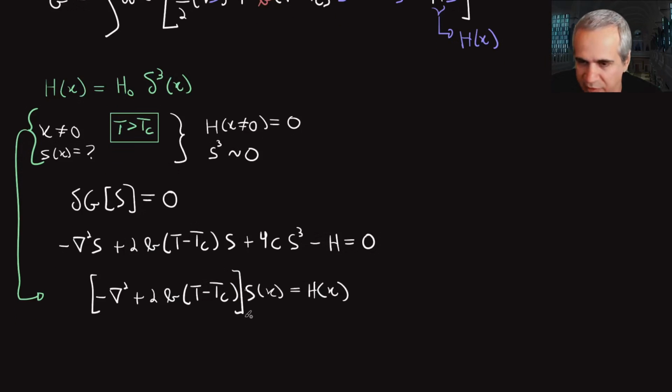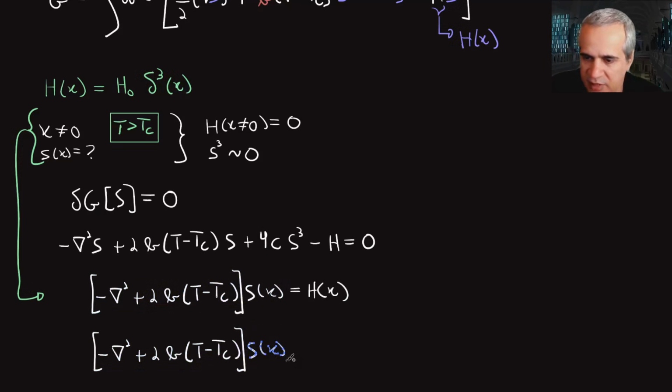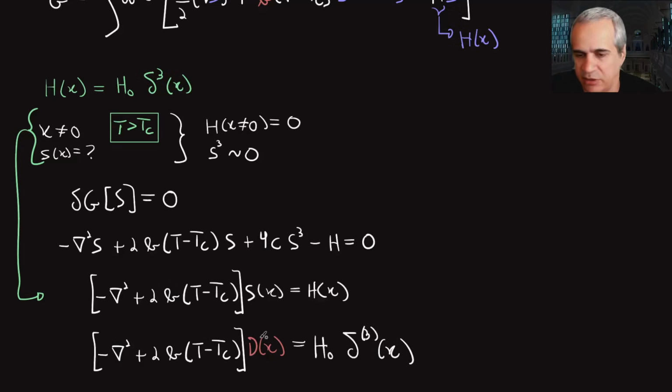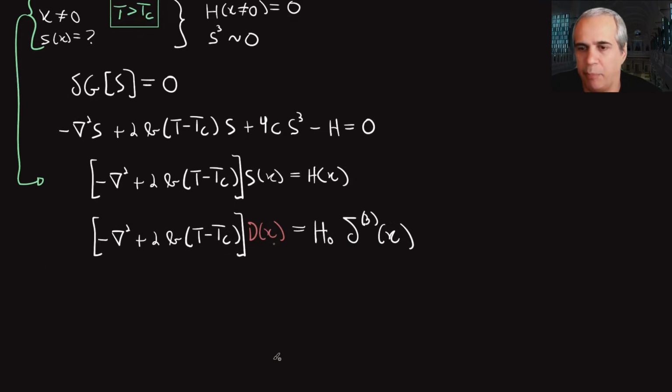This is nothing but a Green function. If I substitute this for a Dirac delta, I can call this guy, just to make a difference between a general solution for S and this particular one, where I'm using H equal to H naught times delta 3 of X. And we know the solution to this. This is a Green function. This is nothing but the propagator in 3 dimensions. We can guess the solution.